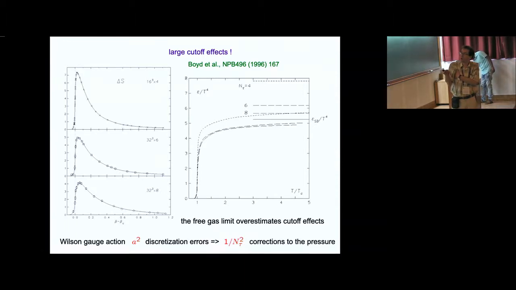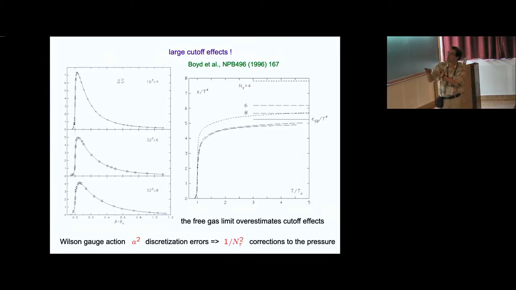What I show here is the trace anomaly, so epsilon minus 3p in T to the 4th units, calculated at different cutoffs, so different N_tau: N_tau equal 4, N_tau equal 6, N_tau equal 8. And you see the height of the peak in the trace anomaly decreases as you go closer to the continuum limit. So eventually you have to extrapolate all these results in 1/N_tau squared to get the trace anomaly and then the pressure in the continuum limit.